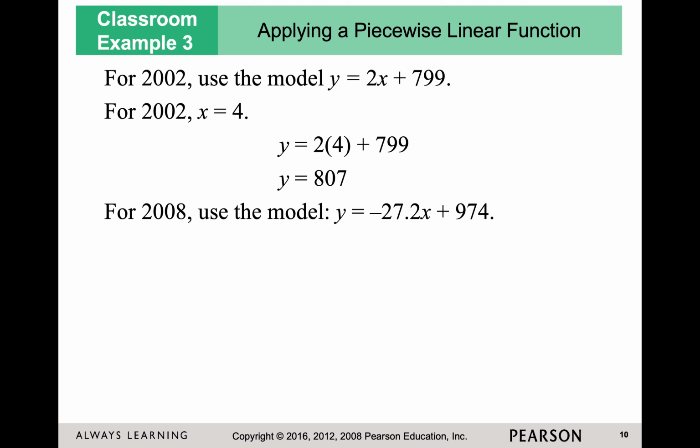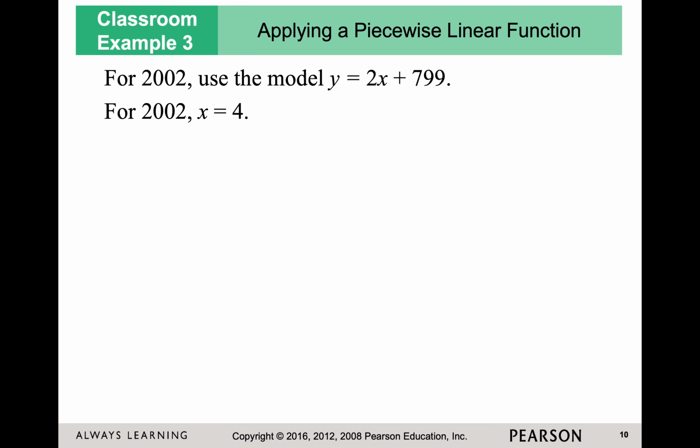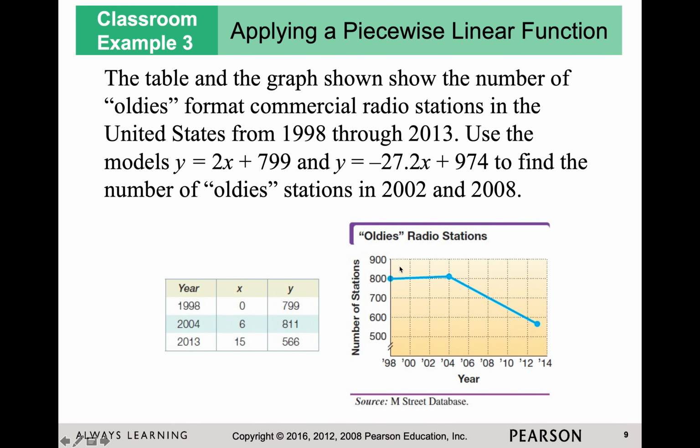I'm going to get the y values. That's what I'm doing. I'm plugging in. And I'm going to be able to graph 2x plus 799. And then I'm going to graph negative 27.2x plus 974.